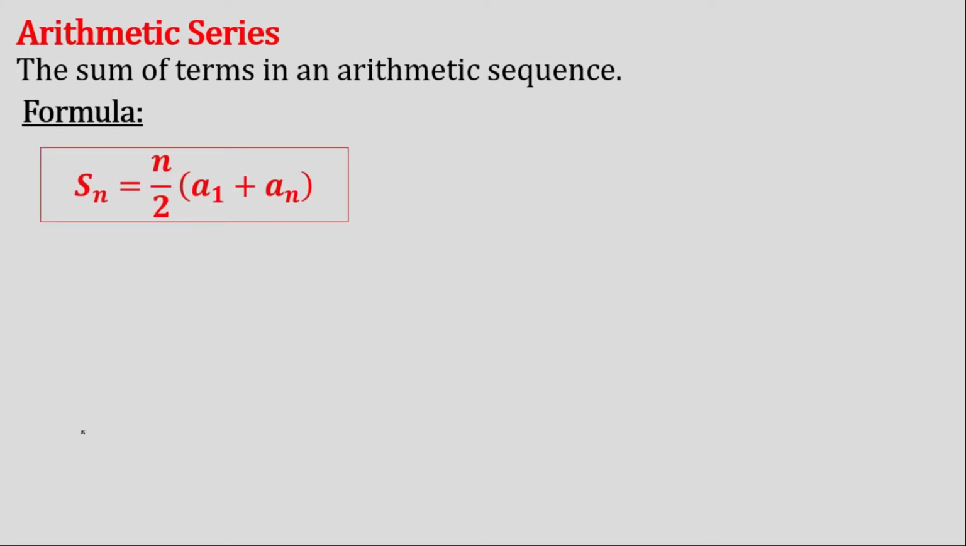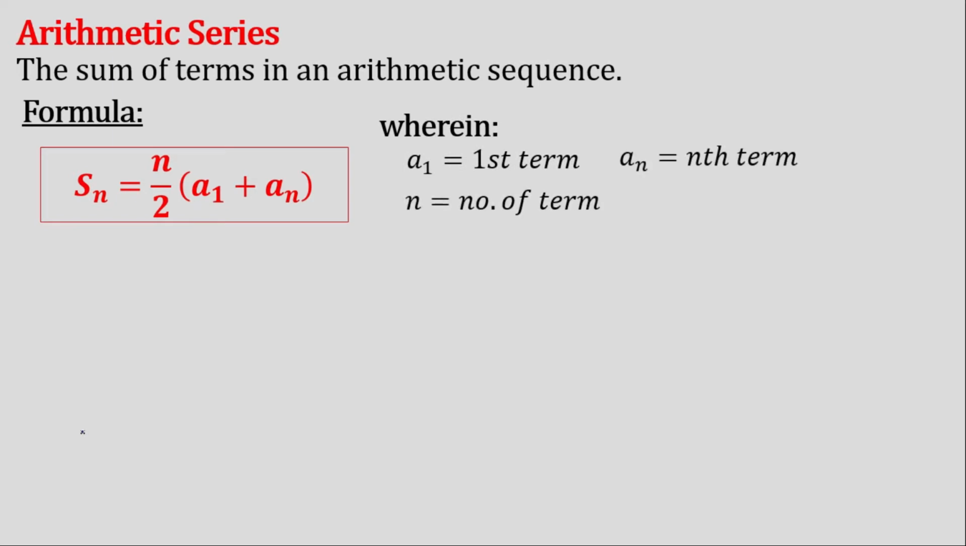So remember our formula: S sub n is equal to n over 2 times the sum of a sub 1 plus the last term. So this is our arithmetic series formula wherein a sub 1 stands for the first term, n is the number of terms, and a sub n is the nth term or the last term.